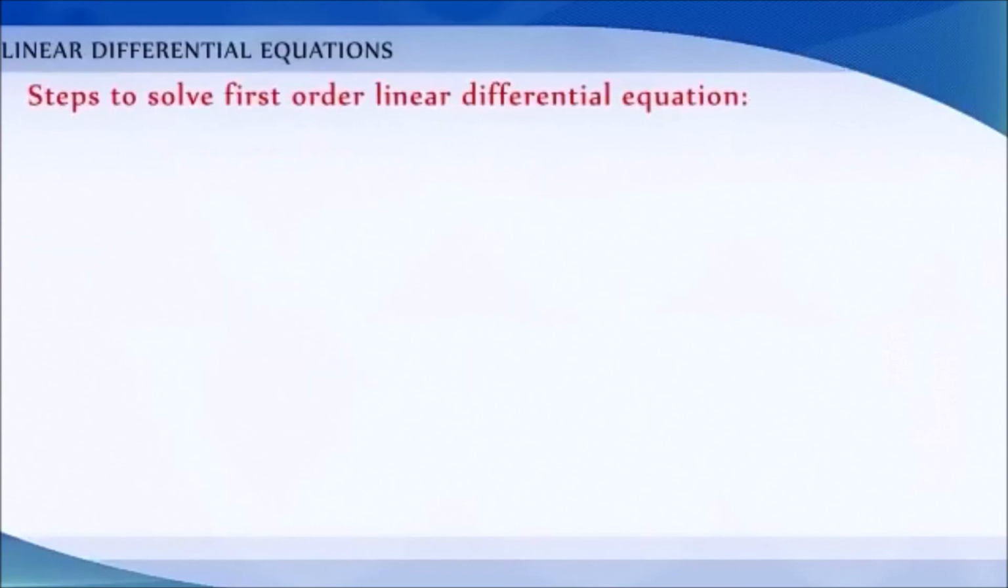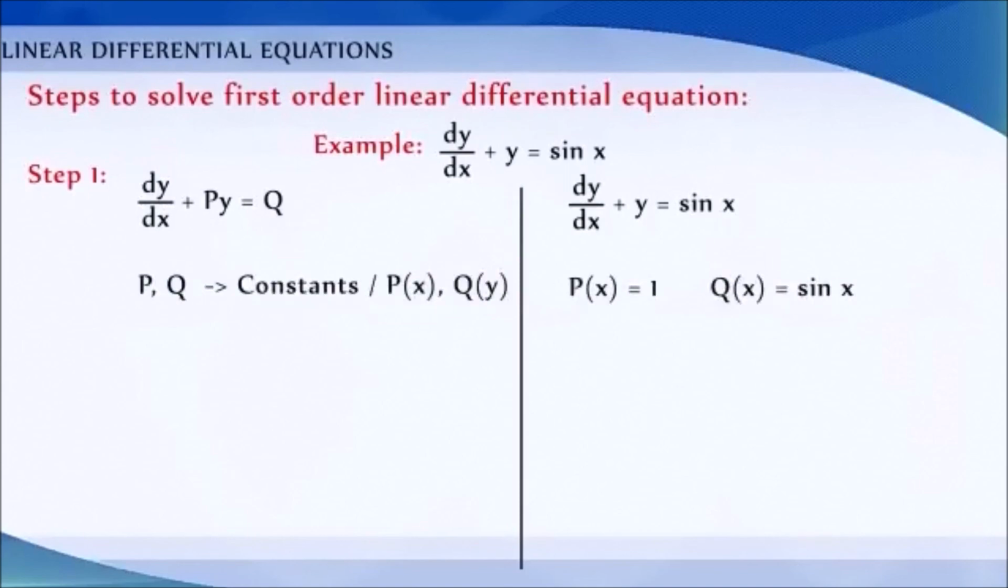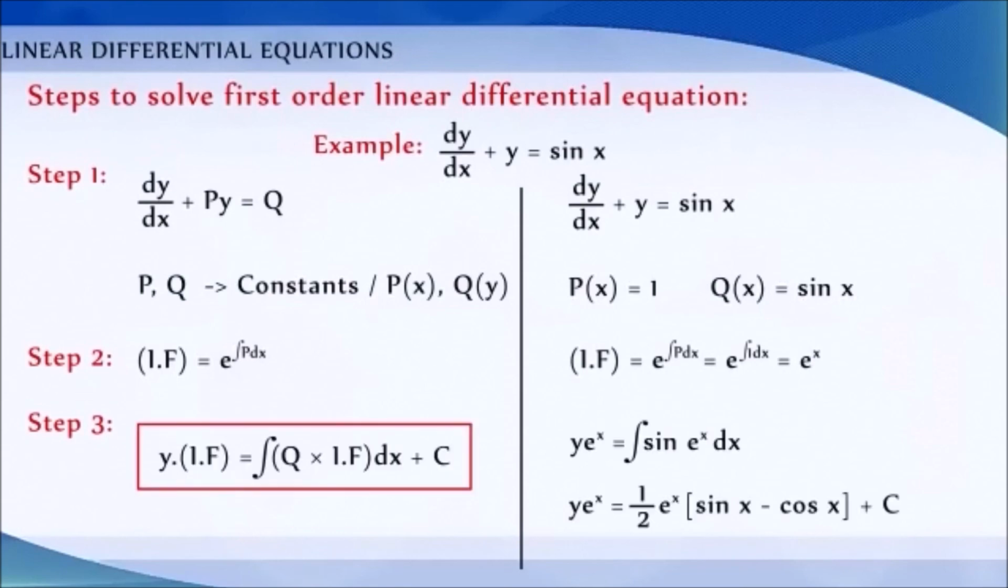Steps to solve a first order linear differential equation. Step 1. Write the given differential equation in the form dy by dx plus p into y is equal to q, where p, q are constants or functions of x only. Step 2. Find the integrating factor, IF, is equal to e to the power integration of p dx. Write the solution of the given differential equation as y into integrating factor is equal to integration of q into integrating factor dx plus c.